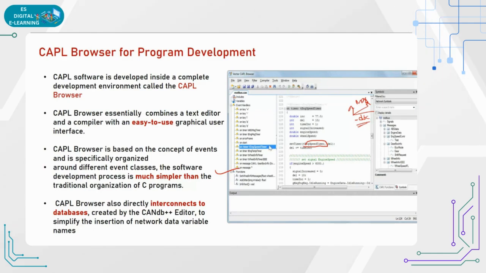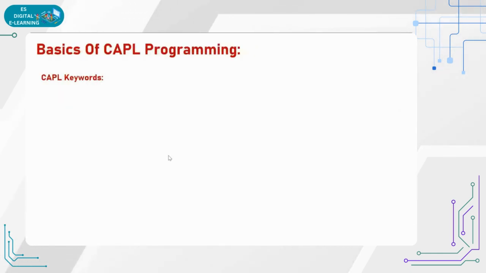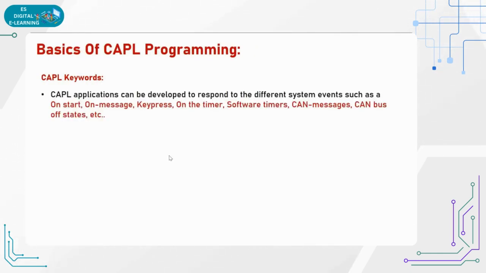Next, what are the CAPL keywords? The CAPL keywords are the events, system events such as on start, on key, key press, on timer, software timer, CAN messages, and so on. These are examples.